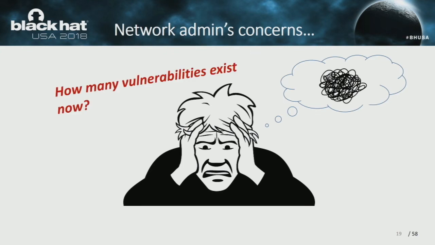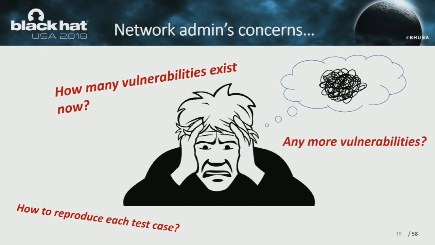So one possible question is how many SDN vulnerabilities exist now? And also, if we have the known attack security test scenarios, how to replay each one? Because manually testing each attack in different SDN components is definitely not a simple task. And also, passing all the known security test cases does not necessarily mean that an SDN component is secure, as there may exist unknown attacks.